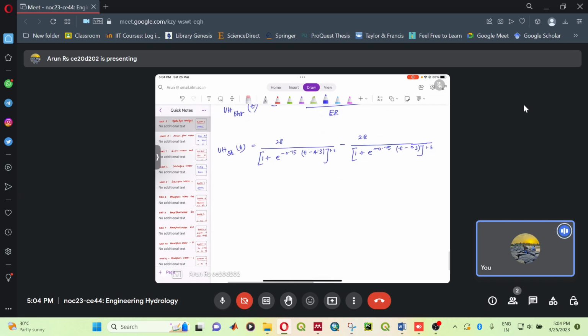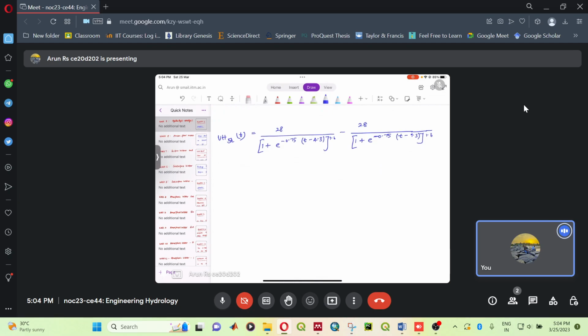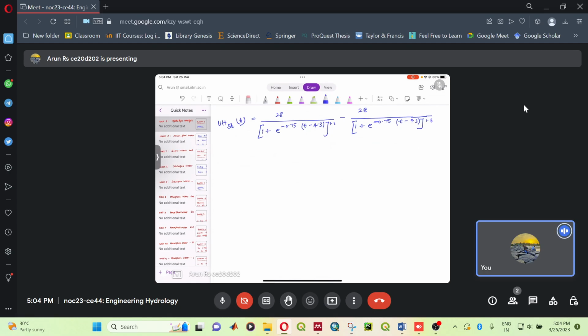Now we have a function of a unit hydrograph in terms of time. Now in the question, we are asked to find out what is the peak discharge. So to find out the peak discharge, we can make use of the differentiation.